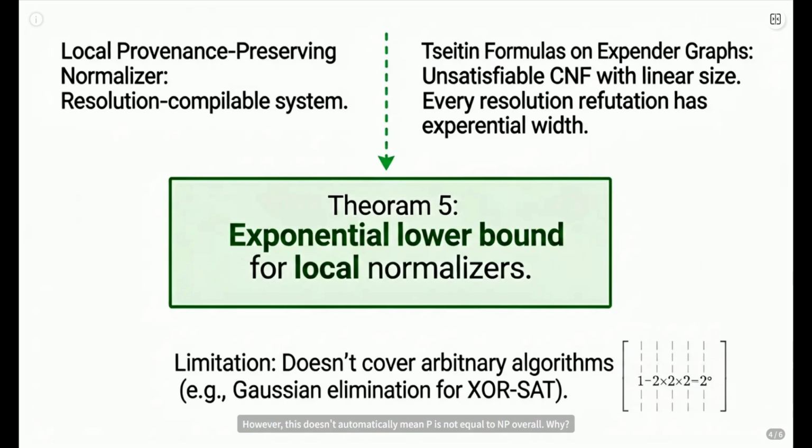However, this doesn't automatically mean P is not equal to NP overall. Why? Because clever global methods like Gaussian elimination over X or Z can bypass these local limitations entirely. So this is progress, but it's not the final word.